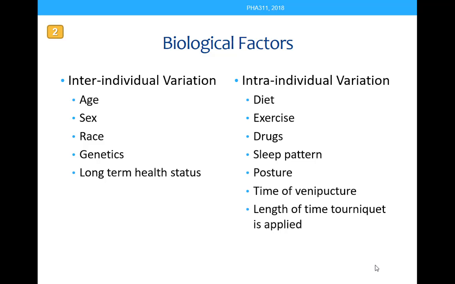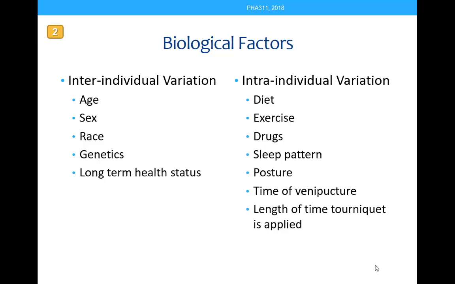Diet. Okay? If you are going for blood lipid levels, and if you had these extra large fries from McDonald's, your report will be different from if you go there after having green vegetables. So your diet will make a difference to your result. Exercise level, different drugs if you are taking, sleep pattern, posture. Posture very important. There are certain things which can actually change with posture.